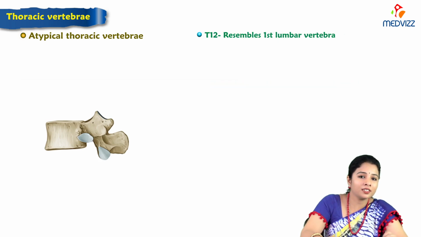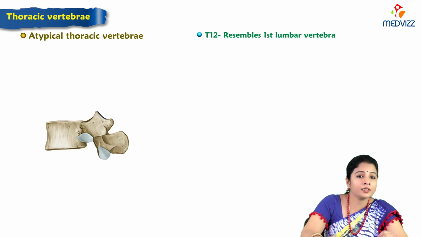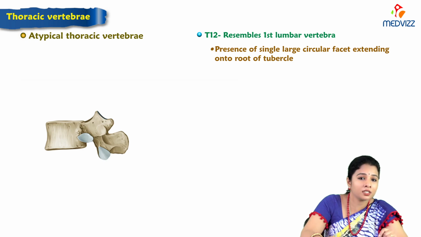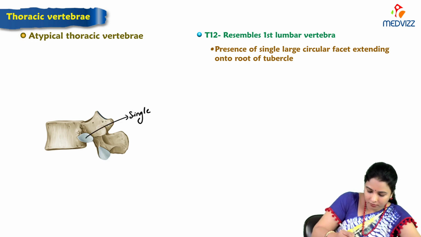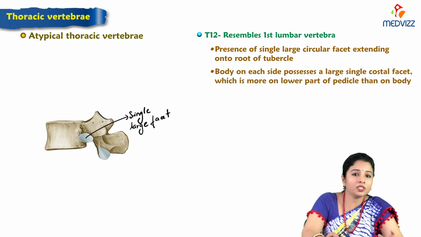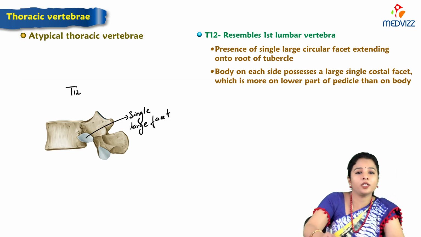The next vertebra is the 12th thoracic vertebra. The 12th thoracic is a transitional vertebra. It almost looks like L1, that is the first lumbar vertebra. And it is identified by the presence of a single large circular facet extending onto the root of the tubercle. So the presence of a single large facet extending onto the root of the tubercle is the foremost important feature to identify it as T12, the thoracic 12th vertebra.